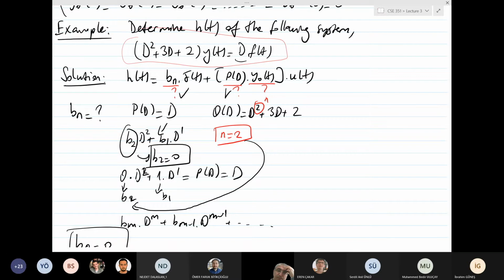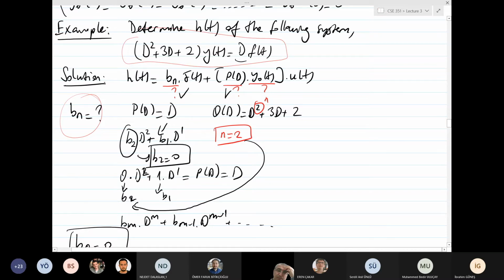Now, here we have three unknowns, right? The Bn, P of D, and y0 of t. According to this, P of D was equal to D, right? And the Q of D was equal to D squared plus 3D plus 2. How do we determine the Bn? First, we need to find the n. N was the maximum power of Q of D. In this case, the maximum power is 2. That's why n is equal to 2.